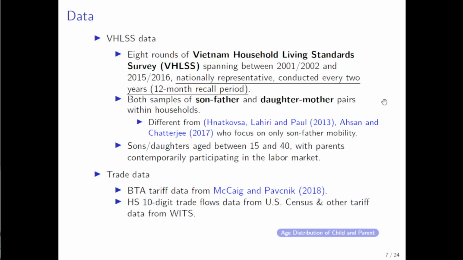So we have 8 rounds of the Vietnam Household Living Standards Survey data, VHLSS, spanning between 2001-2002 and 2015-2016. They are nationally representative, conducted every 2 years with a 12-month recall period. We will use son and father samples and daughter and mother pair samples. It's going to be different from the existing literature that is focused mainly on sons versus fathers, right? So we are going to compare sons with their fathers, daughters with their mothers.